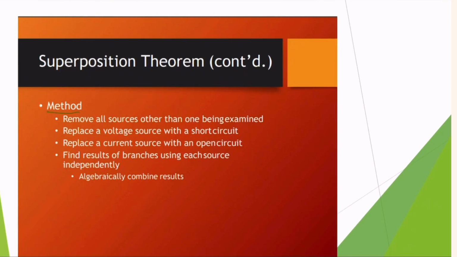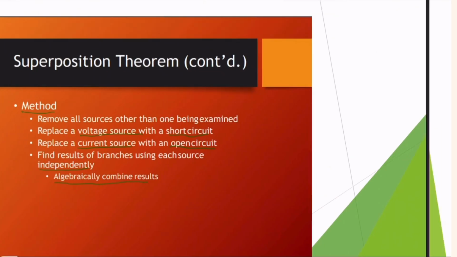So the method we use: we remove all the sources other than the one being examined, replace the voltage source with a short circuit, and replace the current source with an open circuit. Find the result of branches using each source independently. After that, we algebraically combine the results.